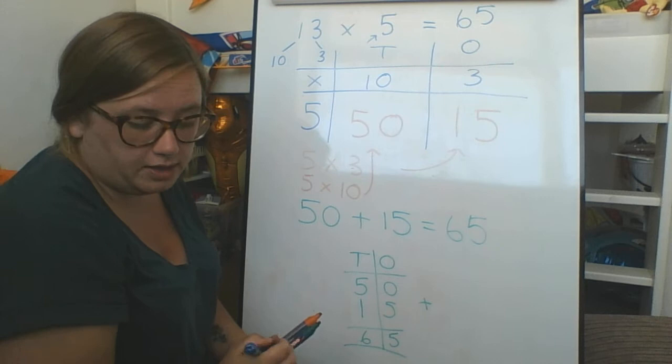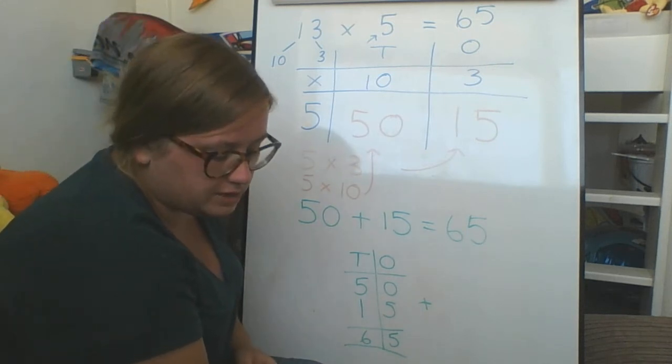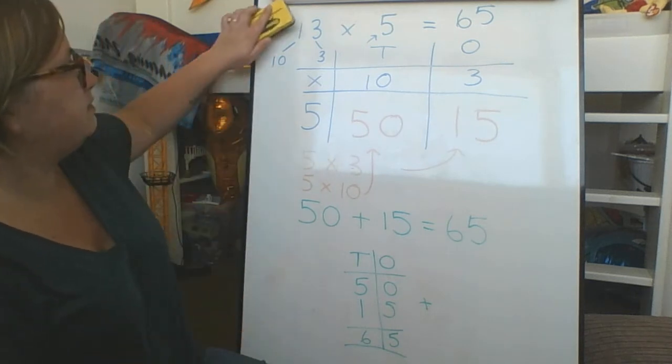65. Another example of using the grid method. I'm going to keep doing it. I'm probably going to do it a few more times before I then set you off to have a go by yourselves.